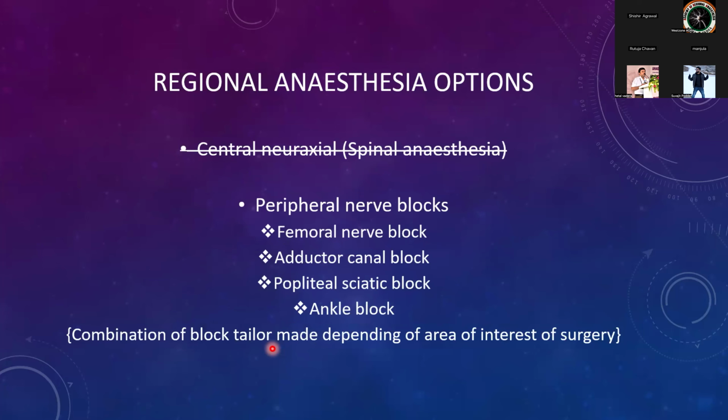Now, other modalities would be a peripheral nerve block. So we have quite a good amount of options like femoral nerve, adductor canal, popliteal sciatic, and ankle block. We need to use a permutation combination of blocks, which has to be tailor-made depending on our area of interest of surgery.